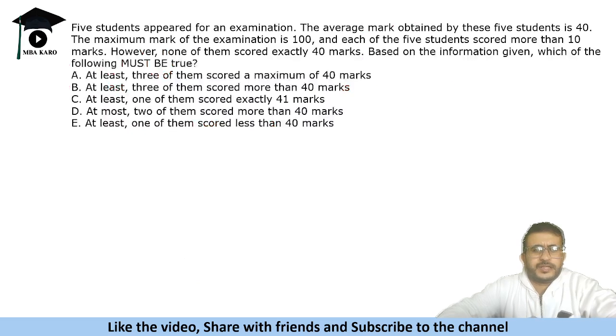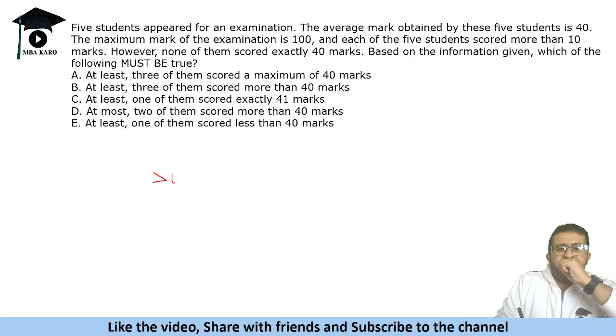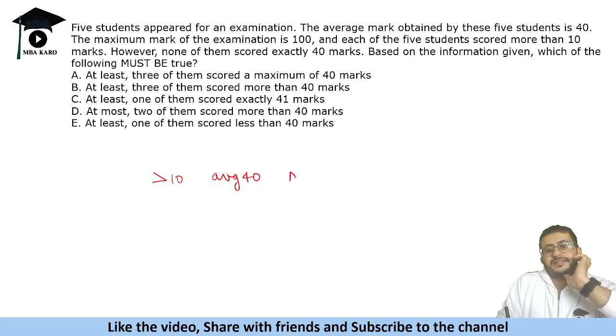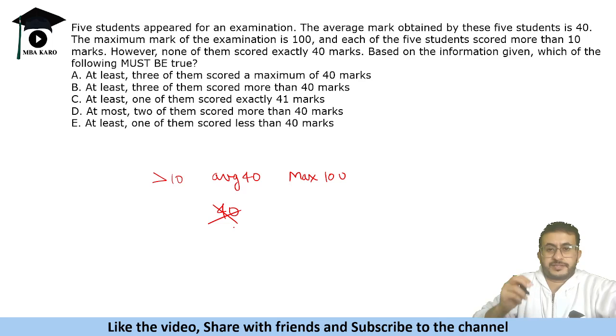So let's see the next question. Five students appeared for an examination. The average marks obtained by these five students is 40. Average is 40, maximum is 100, and each of the five students scored more than 10 marks. None of them scored exactly 40 marks. So none of them got 40 marks.